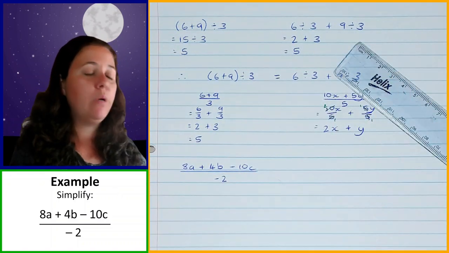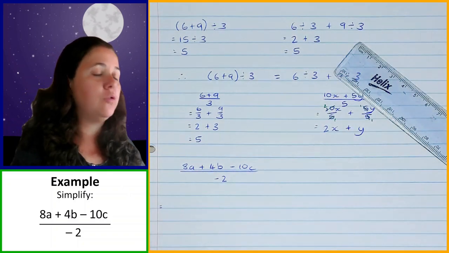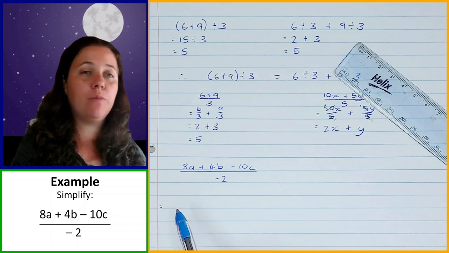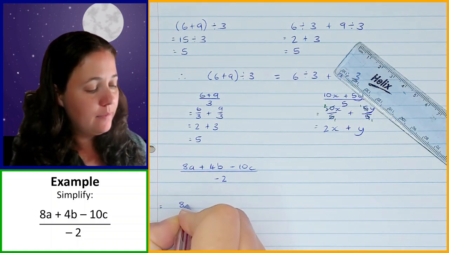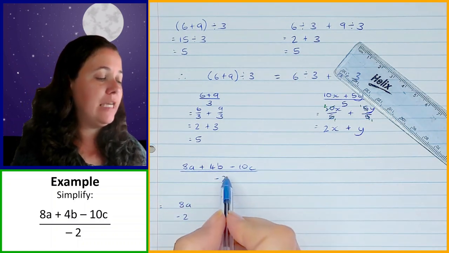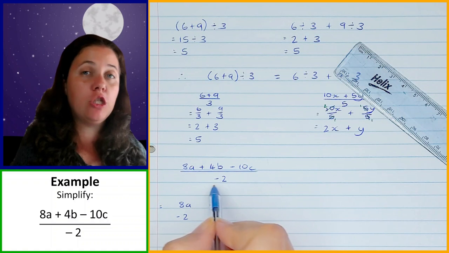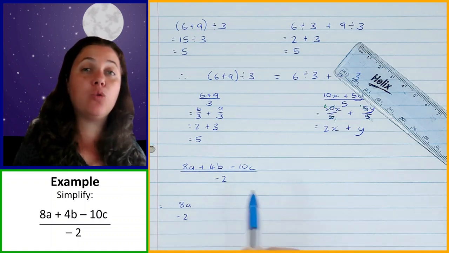Okay, so now what we're going to do is split up the fraction into three separate fractions because there are three terms in the numerator. The first one is going to be 8a, and it is going to be over negative 2. Remember, each of them is going to get that same denominator. I'm not changing the denominator in any way. The denominator is going to be the same, and it's going to appear for each one of those fractions.